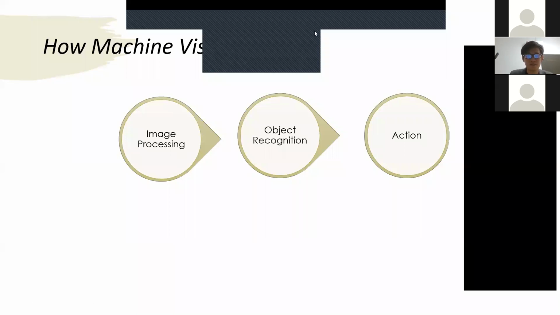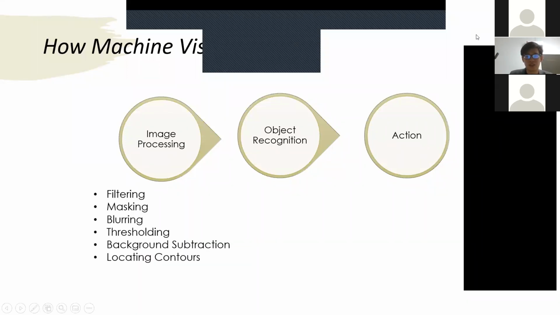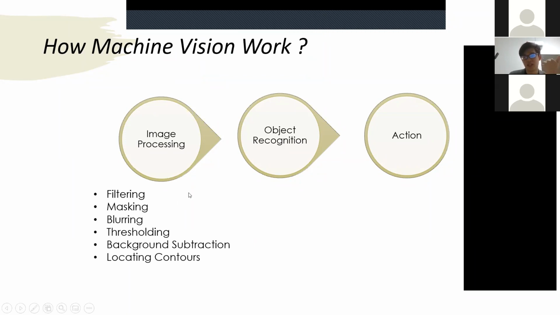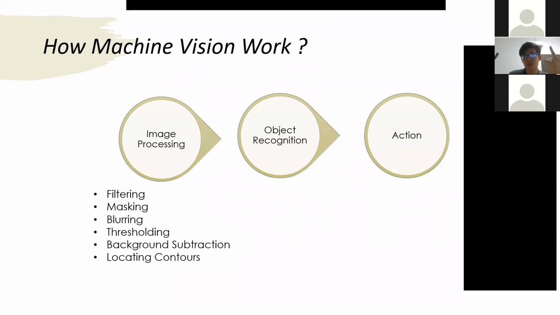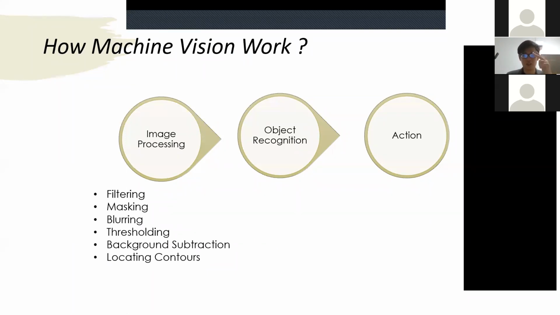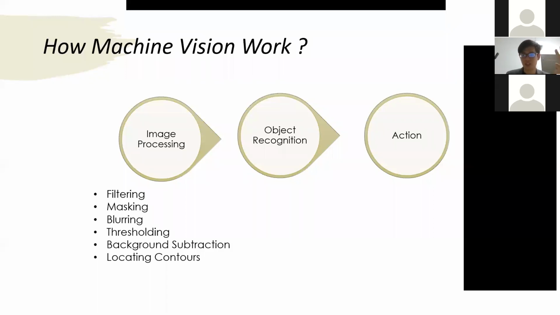Okay, so let's talk about image processing. Image processing is basically some filter methods, like edge detection, a lot of different filter methods. And also masking, which is mostly used in color detection. I will talk about it later. And blurring, which is used for reducing the noise in the image, and also thresholding.